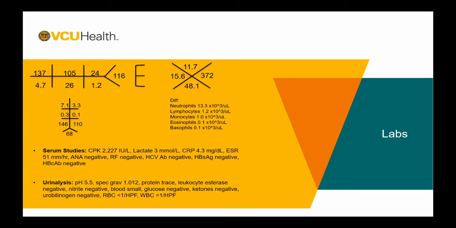Her urinalysis was also fairly unremarkable with a normal pH and specific gravity. There was trace protein, but her leukocyte esterase was negative, nitrites were negative. There was some small blood, but otherwise she had negative glucose, ketones, and urobilinogen. Her red blood cells were less than 1 per high power field and white blood cells less than 1 per high power field.